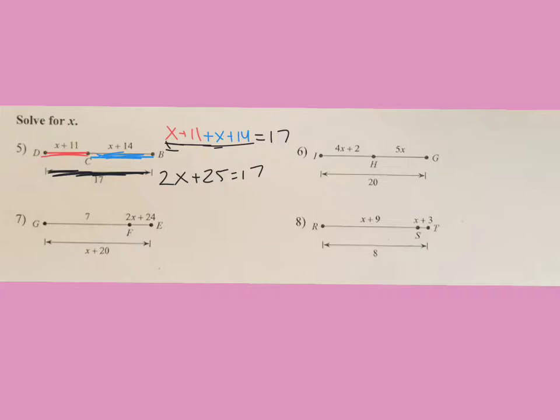equals 17. Now I'm going to use PEMDAS backwards. I'm going to subtract 25 from both sides. I end up with 2x equals negative 8, so x equals negative 4. Now that I've solved for x, I want to measure everything. For the red piece, I'm going to put negative 4 in for x. So DC is going to be equal to negative 4 plus 11, which is 7. CB is negative 4 plus 14, which is 10.